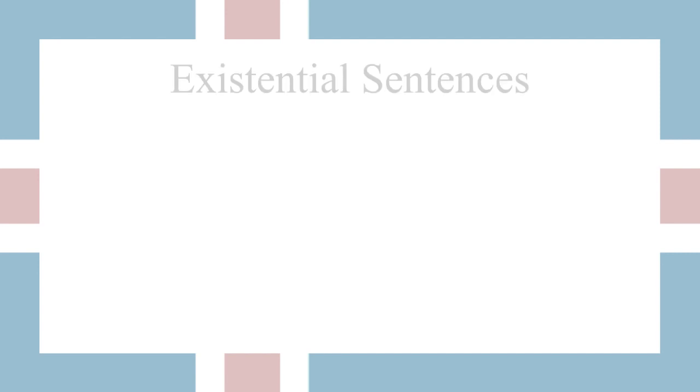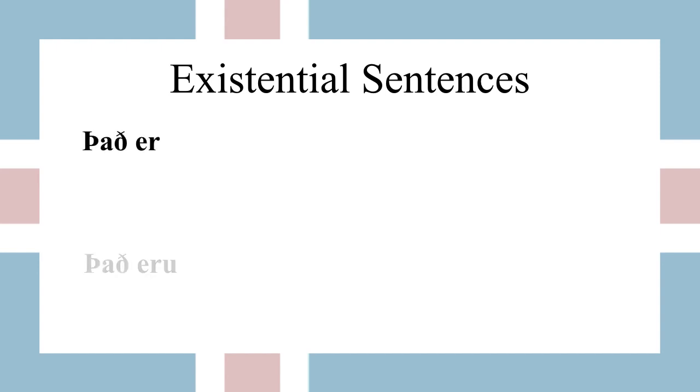Now the last thing that I'd like to talk about with the verb að vera is existential sentences. These are the sentences like, there are people in Iceland, there are polar bears in Greenland, etc. In Icelandic we have two forms, one for a singular noun and one for a plural noun. So the two that we are going to use is það er and það eru. And the best translation for this is there is and there are.